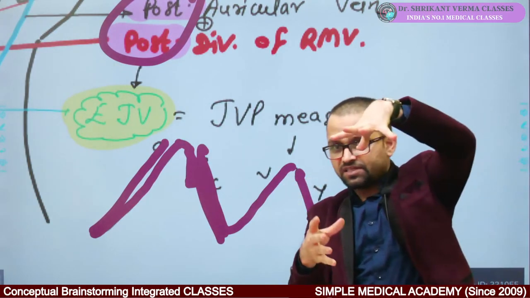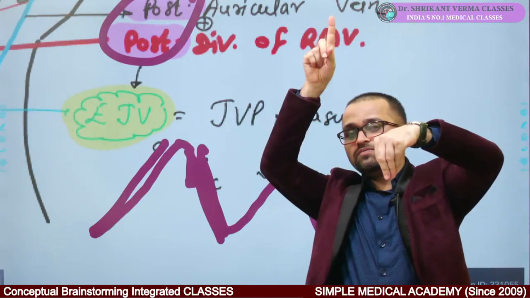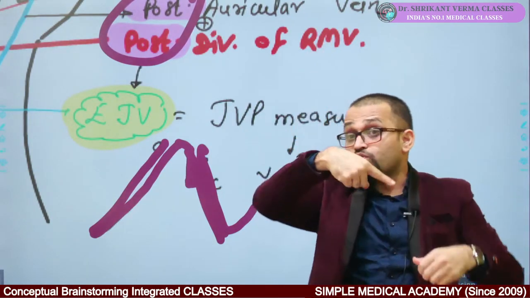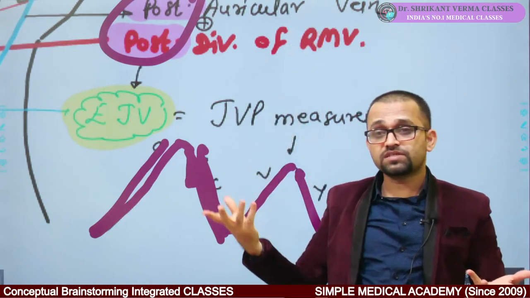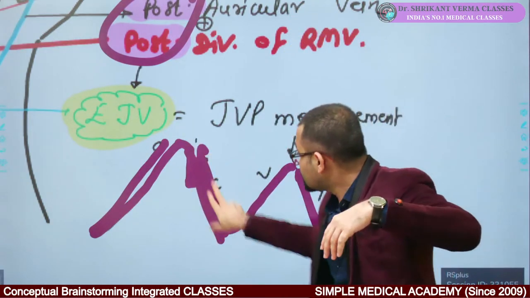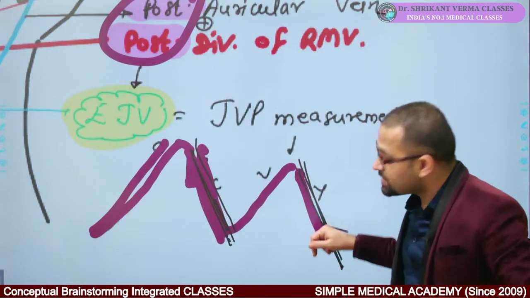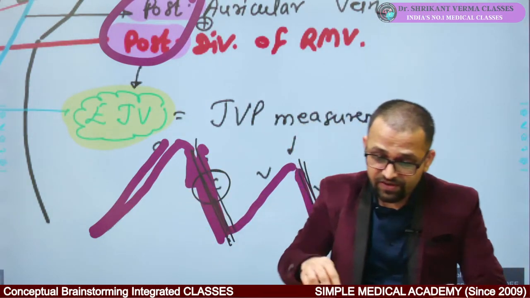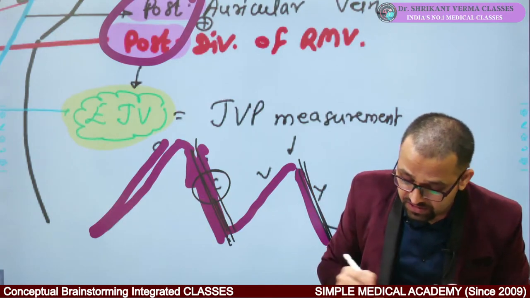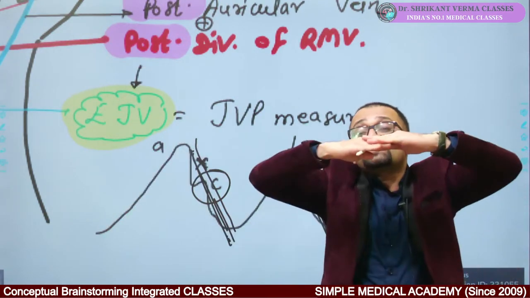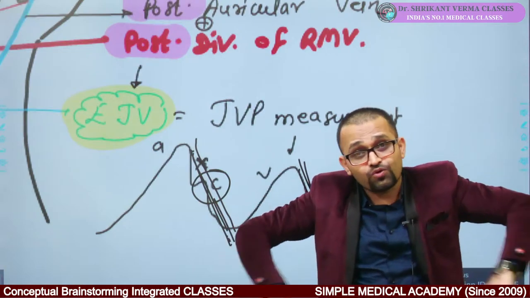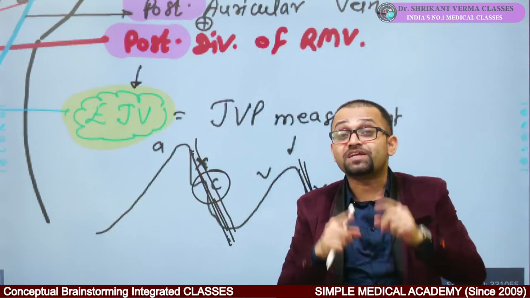Simple. Atrial contraction, so pressure is going high. Ventricular contraction, so right atrial pressure will go high. Okay, sir. Atria will relax, so there is the X descent. Ventricle will relax, so there is the Y descent. Yes, why is there the C wave? Yes, C wave is due to closure of the tricuspid valve. Or jab tricuspid valve close hoga, to right atria ka pressure badhega.